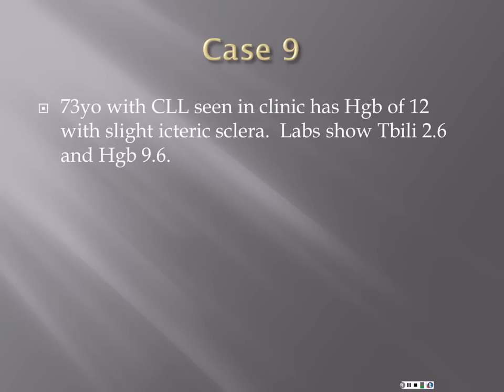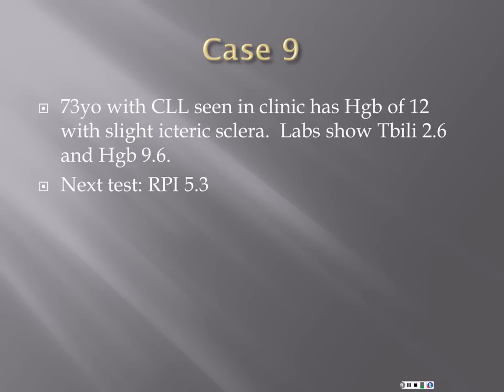Next case is a 73-year-old with CLL who's seen in your clinic. He has a hemoglobin of 12 with slightly icteric sclera. His labs show that his bilirubin is slightly elevated at 2.6, and his hemoglobin is 9.6. What's the next best test? All right, let's shout it. RPI. RPI is high. That suggests the patient has hemolysis or loss. What's the next best test?